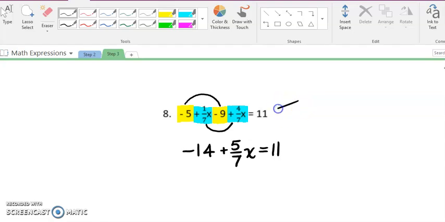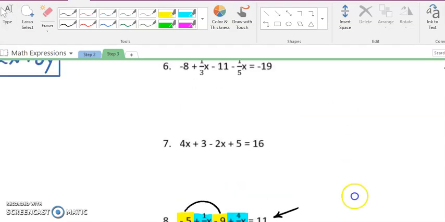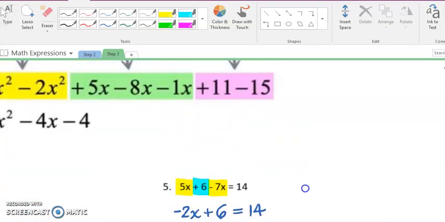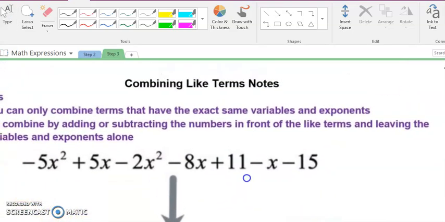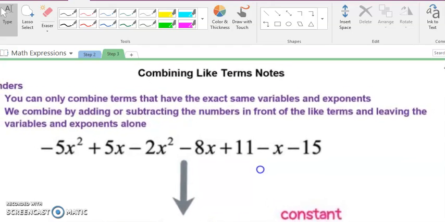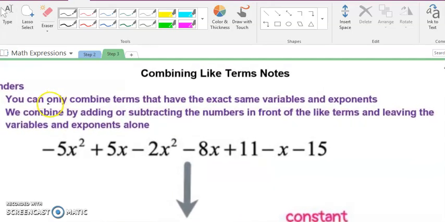So we've started with this original equation and we end up with a simplified equation because we were able to combine like terms. Now let's go back and read our purple statements one more time and see if they make a little bit more sense now that you've seen some examples. You can only combine terms that have the exact same variables. Remember, those are our letters. Or lack of letters if it's a constant.